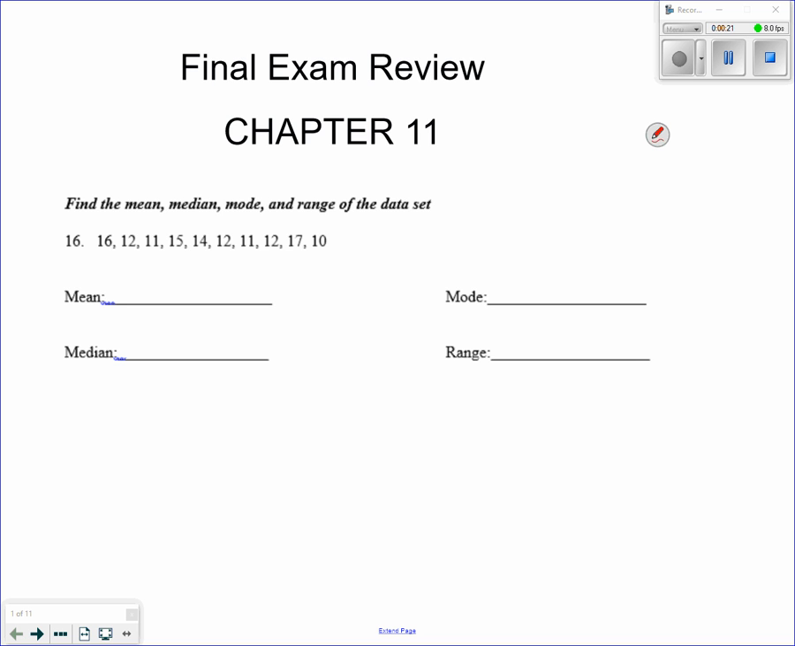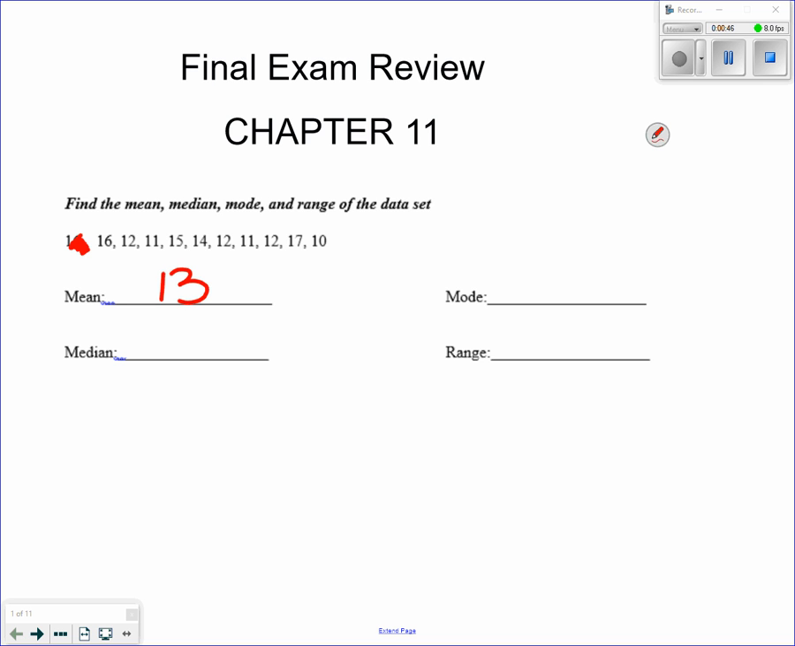This is question 16, so don't be alarmed by this little part right here that's not part of the data set. If I'm going to find the mean, I'm going to add up all the values. So 16 plus 12 plus 11 plus 15, 14, 12, plus 11, plus 12, plus 17, plus 10, add them all up and divide by the number of values there are. 1, 2, 3, 4, 5, 6, 7, 8, 9, there's 10 values involved. And so the answer to the mean is 13.